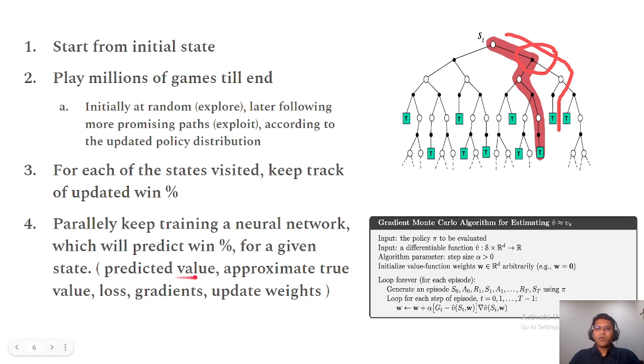You have the predicted value of the neural network. You have the approximate true value. The GT here is the expected return at that stage, that is the approximate true value by using Monte Carlo methods. And you have the loss function, you have the total loss, and you have the gradients. You calculate the gradients and you update the weights. That's all. That's how you train a chess playing agent using neural networks and using reinforcement learning.